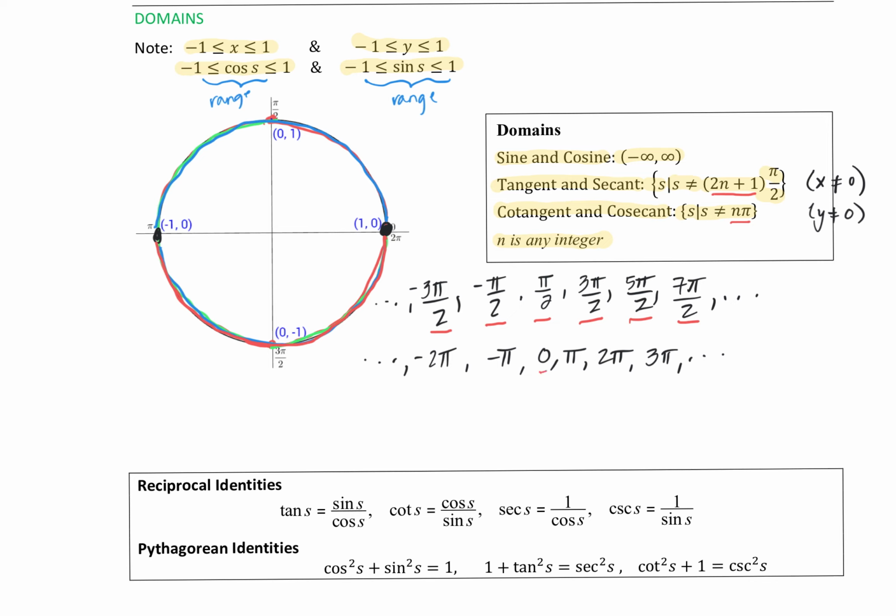If n is 0, we're at 0. If n is 1, we're at pi. If n is 2, we're at 2 pi, and so on. Going the other way, if n is negative 1, we're at negative pi. Negative 2 is negative 2 pi. Again, you don't have to memorize set builder notation for these domains, but you should know that at multiples of pi, cotangent and cosecant are going to be undefined. And at odd multiples of pi over 2, tangent and secant are going to be undefined. So initially we had defined these trig functions, the 6 trig functions, in terms of the point x and y.